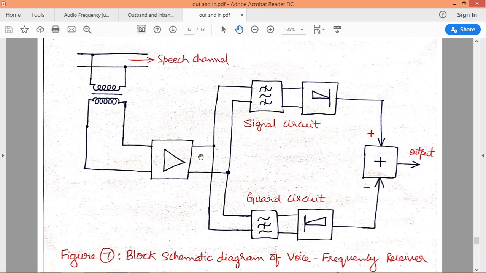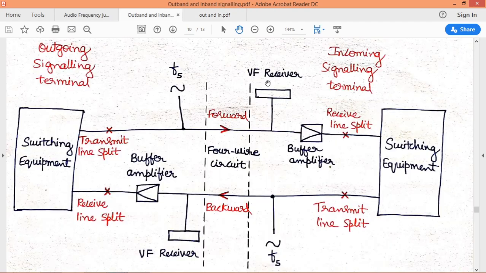So it is clear that on this side we are able to receive only the control signal, and on this side we are able to receive only the carrier as well as the speech signal. Now based on these two different signals, the comparator has to produce either a DC signal or no signal. We know this VF receiver should detect the control signal. If the control signal is coming here, then only this VF receiver should produce a DC signal to the switching equipment.